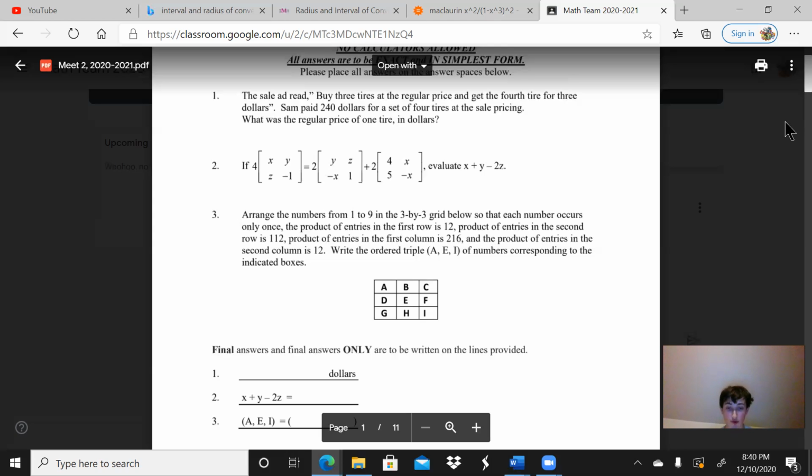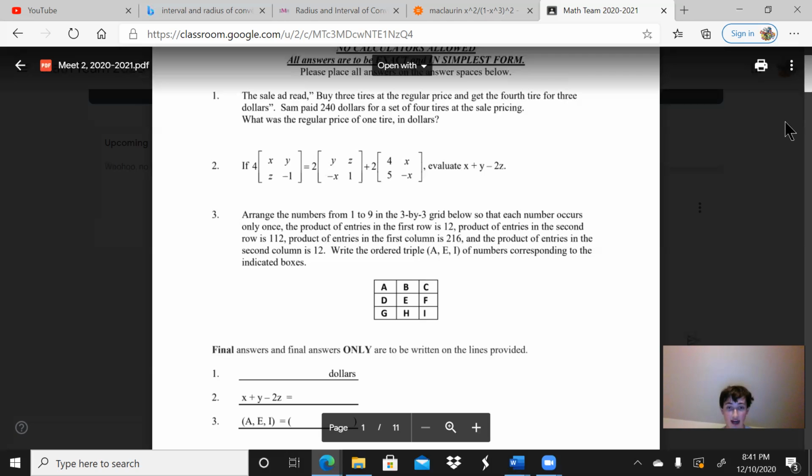The product in the first row is 12. So this has got to be 4 and 1. But the product in the second column is 12. So this is probably 1 and 4, I bet. And then the product in the second row is 112. But 112 is, we already have 8, so 2 and 7. So this is 2 and 7. And then the second column is 12. So this is 6, and then this one has to be 5, right? Yeah.